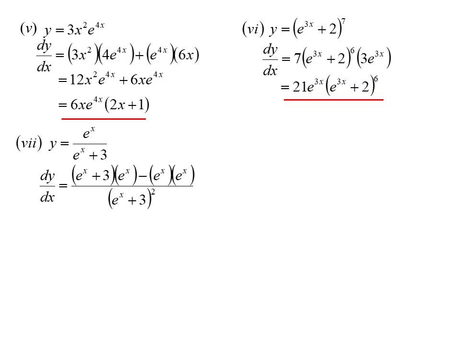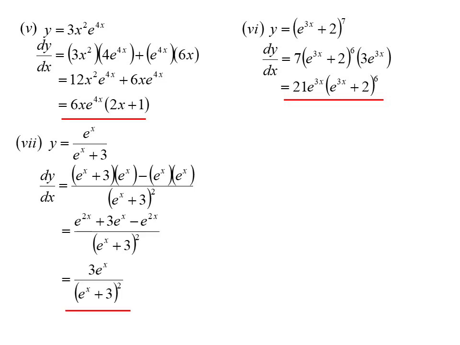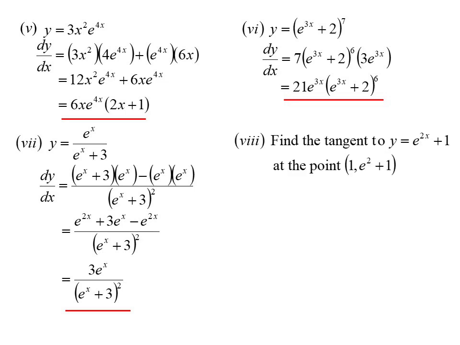Remember, add the powers. So we, of course, get e to the 2x, which in this case subtracts from the other e to the 2x, and I'm just left with 3e to the x on e to the x plus 3 squared.